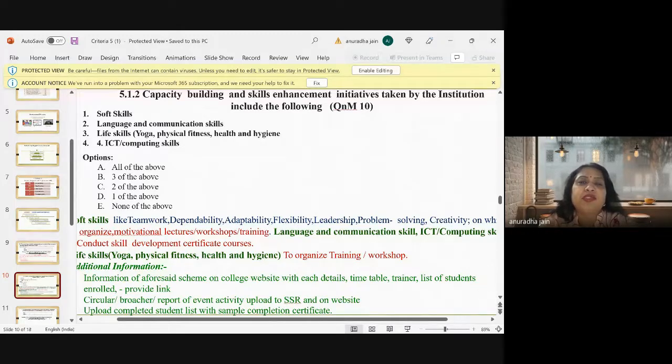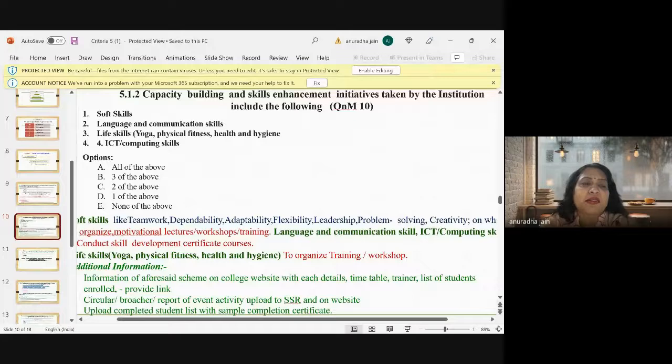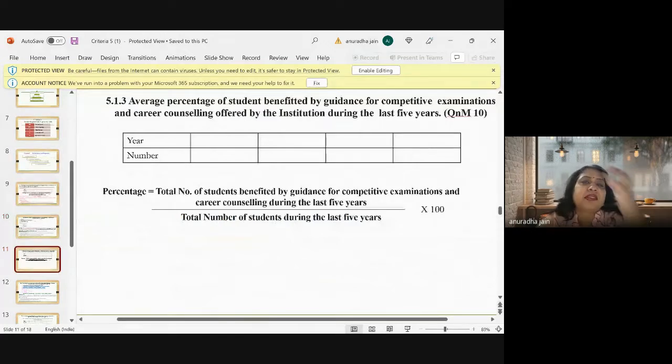Okay, and how many students participate in this. So all these details you have to produce to NAAC while giving your SSR, or they may ask for further details at the time of DVV. Okay, then next is 5.1.3, which is again a quantitative metric, because all these metrics are quantitative here.